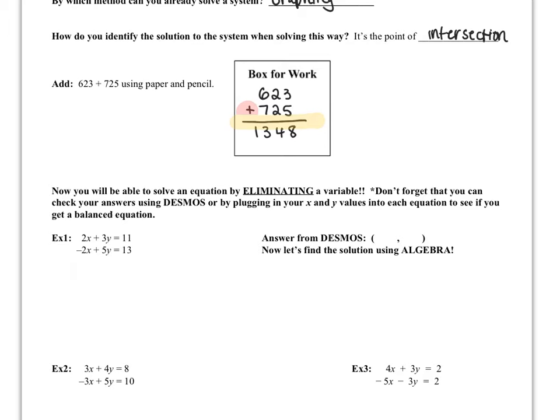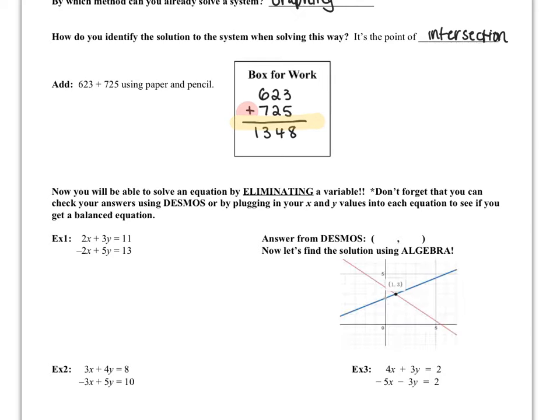Let's not forget that we can check our answer using Desmos or by replacing x and y with what we think our solution is to make sure it balances both equations. So first, let's plug this into Desmos and see what our answer would be. When I type these two equations into Desmos, I've got my two lines, and here's my point of intersection. And so that means my solution is going to be the point (1, 3). Let's see if I can find this using algebra.